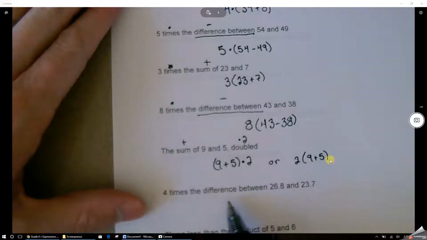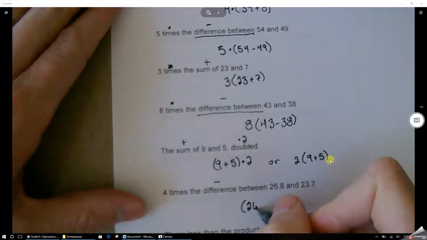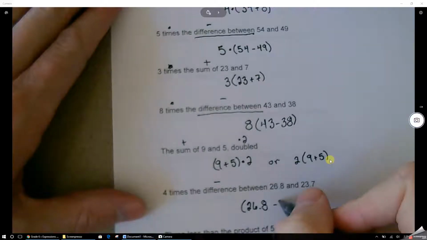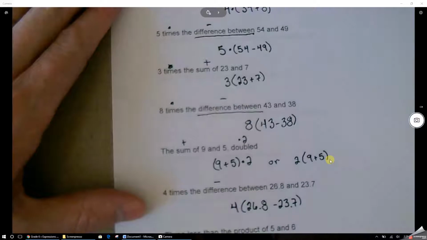Just like the last one, 4 times, what are we going to multiply? The difference between two numbers, so the difference means subtract. So 26.8 minus 23.7, and then we're going to multiply that difference by 4.